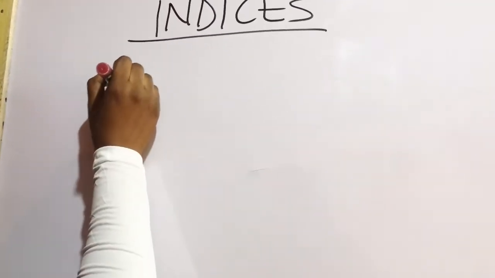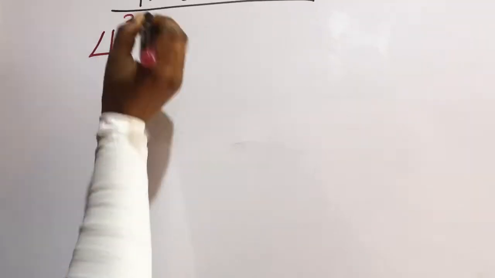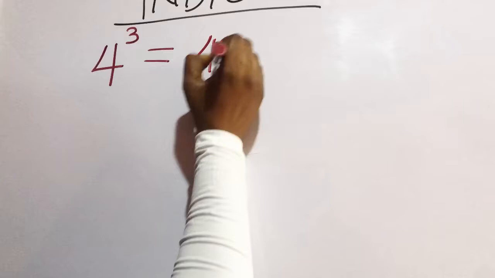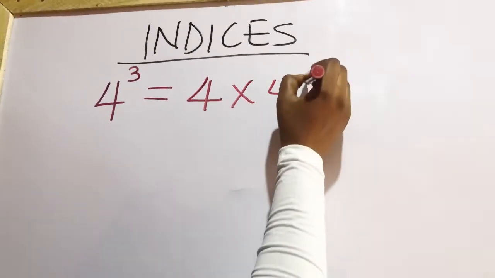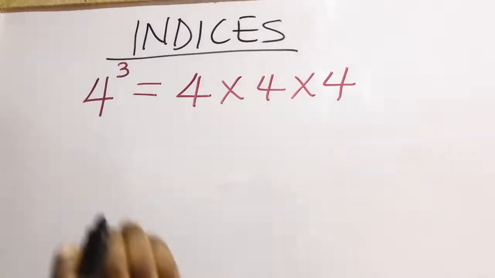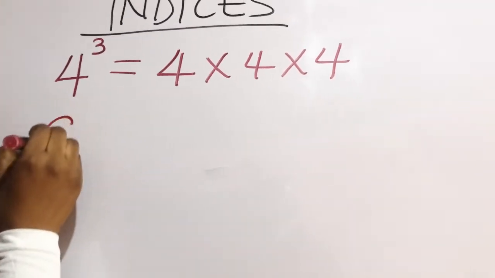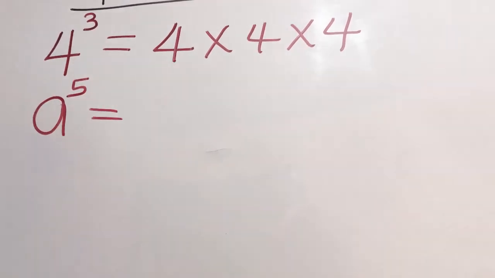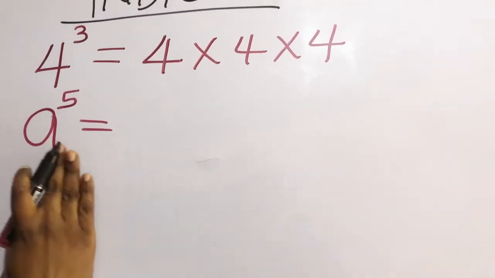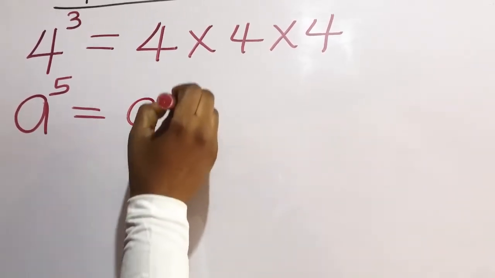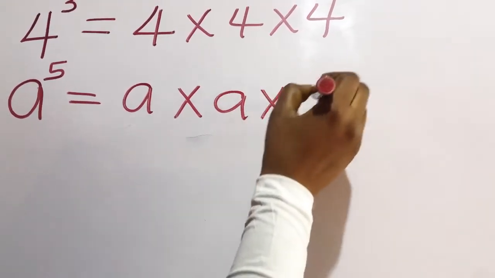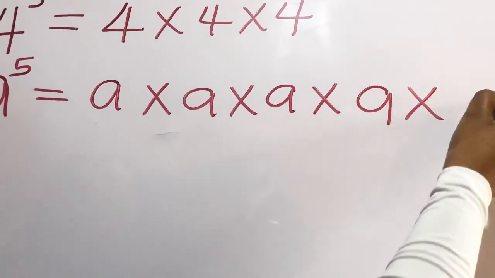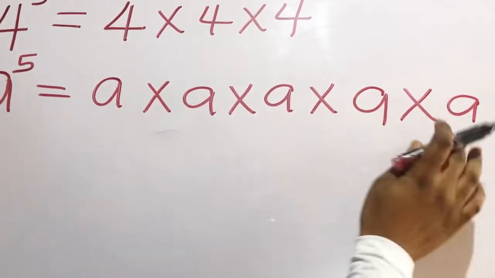So if we have 4 raised to the power of 3, we are all familiar that it's the same thing as 4 multiplied by 4 multiplied by 4. That is 4 in 3 places. So if you have a raised to the power of 5, it means a in 5 places. And a in 5 places will be a multiplied by a multiplied by a multiplied by a, then multiplied by a. You have to count it: 1, 2, 3, 4, 5.